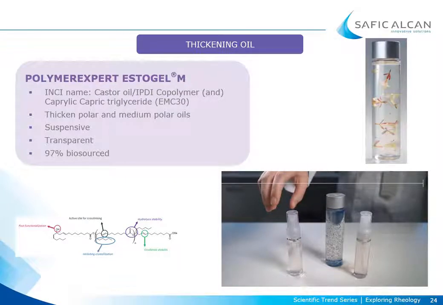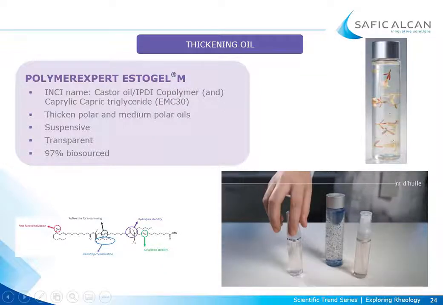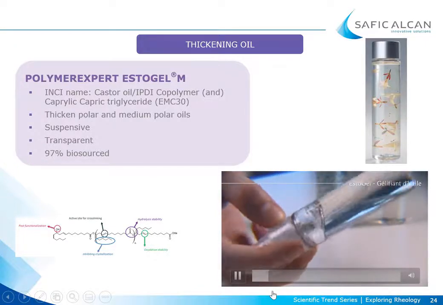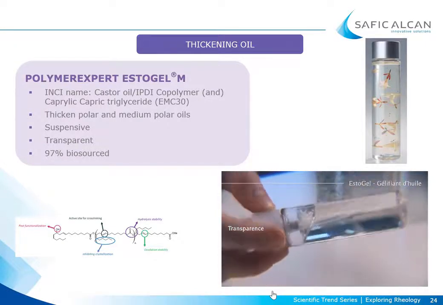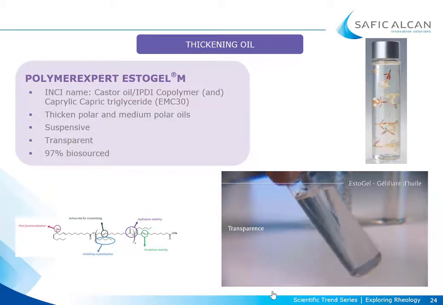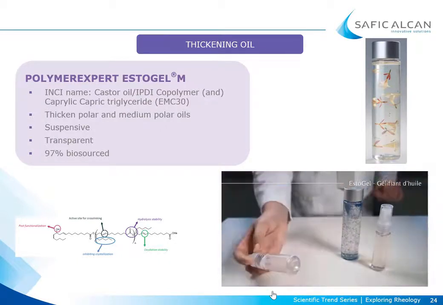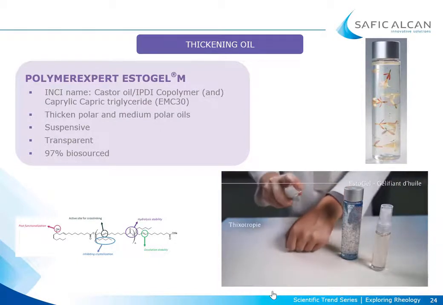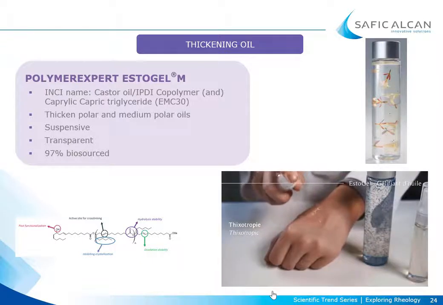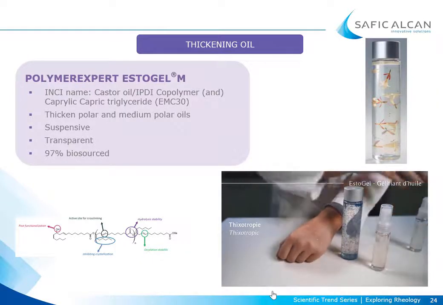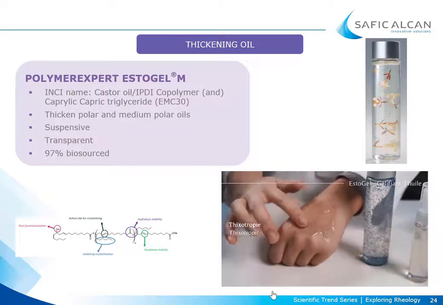With polymer Experistogel, we have a patented mainly biosourced polymer derived from lipidic polyesters called estoside. It is a very innovative chemistry. With this ingredient, you can thicken polar and medium polar oils. It is thixotropic, it benefits from great suspensive properties. You can make transparent formula with it. A 100% biosourced version will be launched at InCosmetic Barcelona next year.